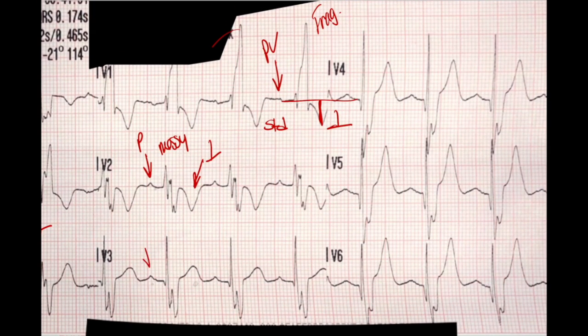Here in V3, our P waves are upright. Here we have a slightly less messy QRS complex, but still pretty messy, right? We have a Q wave, R wave, S prime. Maybe a little bit of benign early repol action. And we have an upright T wave as we would expect.